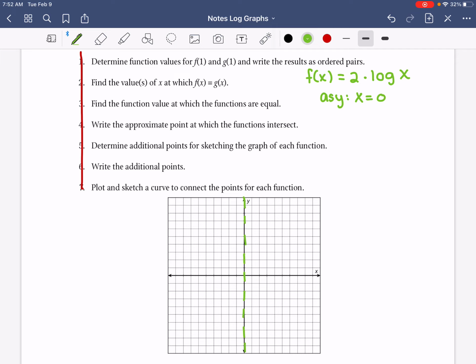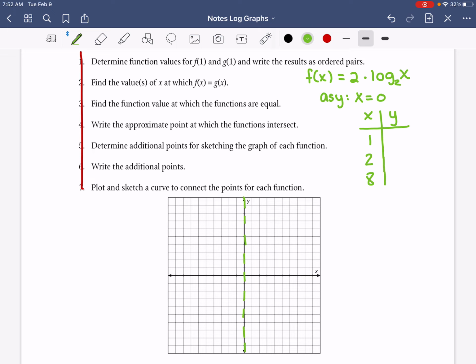Okay. Then we make a t-chart. We want to pick 3 numbers on the right-hand side of this graph. Okay, so we're going to pick positive numbers on the right-hand side. So I'm just going to pick like 1, 2, and there's a log base 2 right here, and 8. And I'll show you why I picked those numbers.